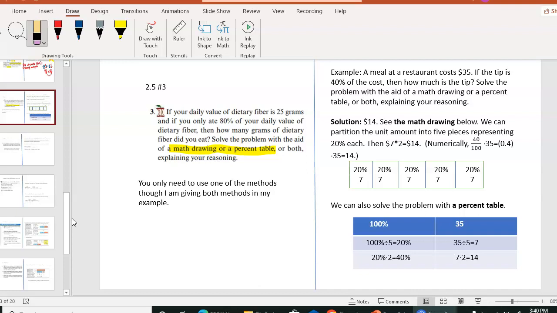So let's look at my example. A meal at a restaurant costs $35. When we solve problems involving percentages, we need to make sure we look for two things. Of course, there is going to be a percentage, in this case 40%. It's just like a fraction: 40% is literally 40 out of 100. We just don't put it in fractional form because this symbol is commonly used and easier to use.